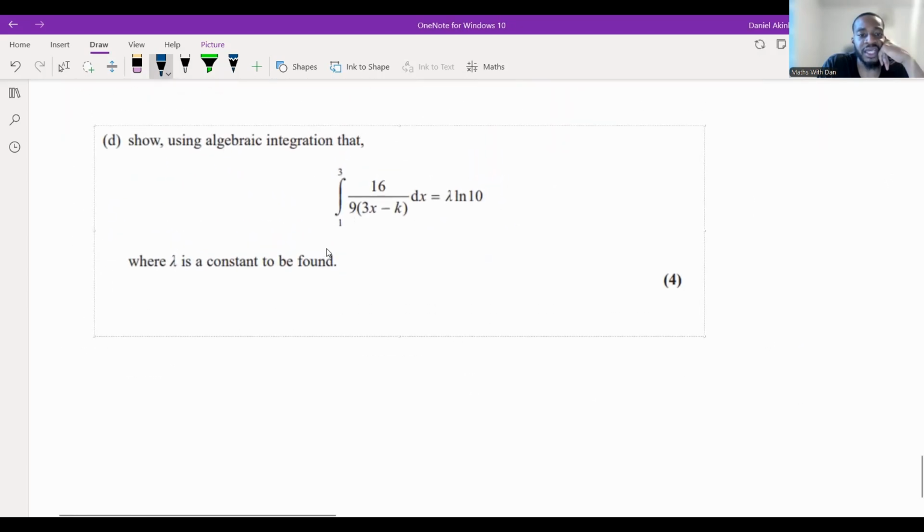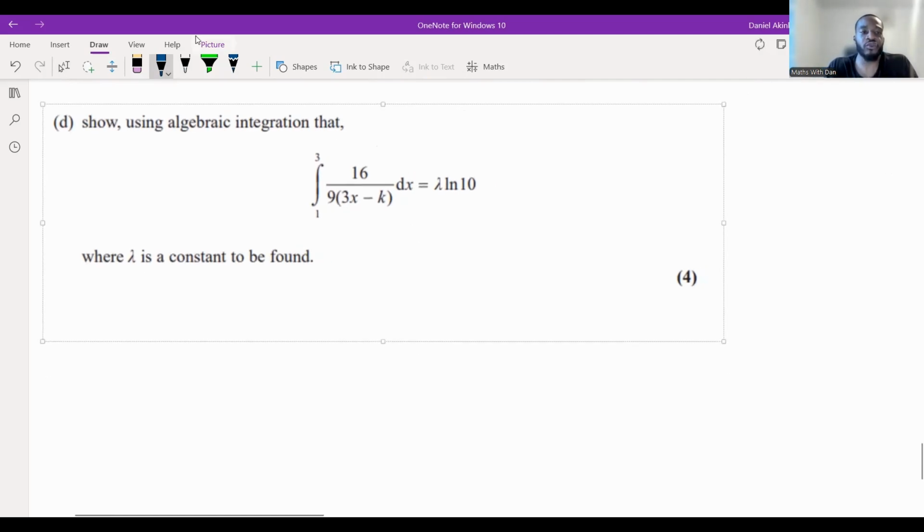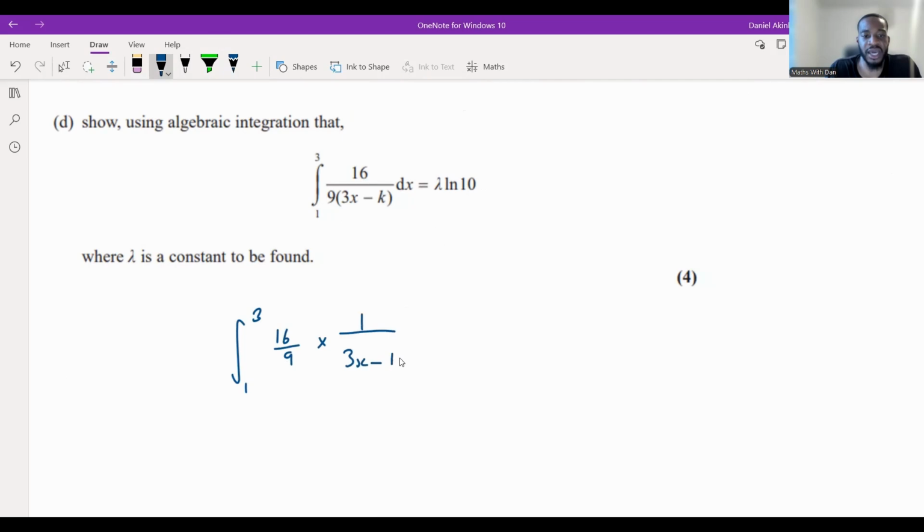So we need to integrate that right now. When we integrate that, how do we do this? We're integrating a fraction. So one thing you should always look for when you're integrating any fraction is you look at the denominator. So just to make life a bit easier, I'm going to write 1 and 3 there. And then I can write this as 16 over 9 times 1 over 3x minus k. Do you guys agree that that's the same thing? Yeah, good stuff.